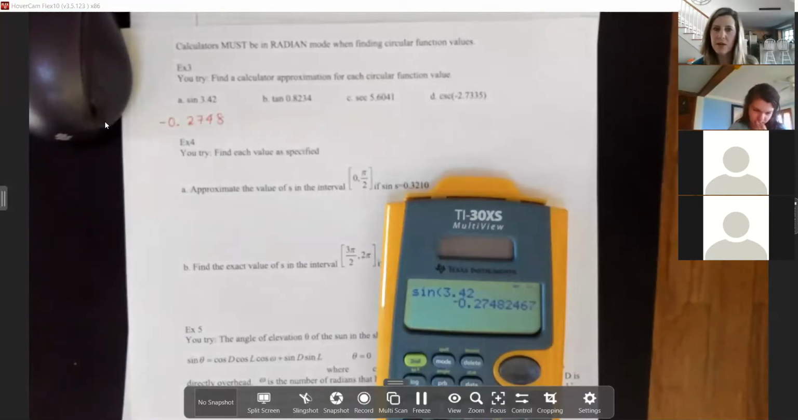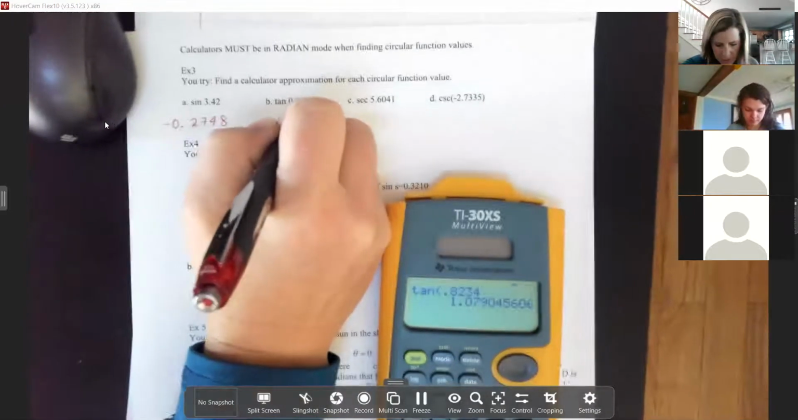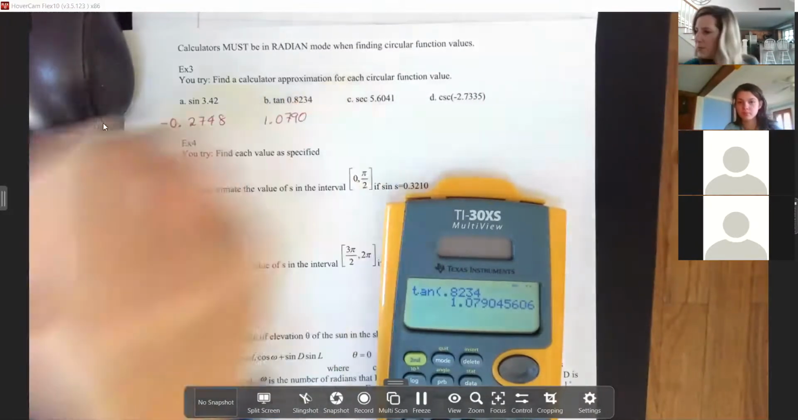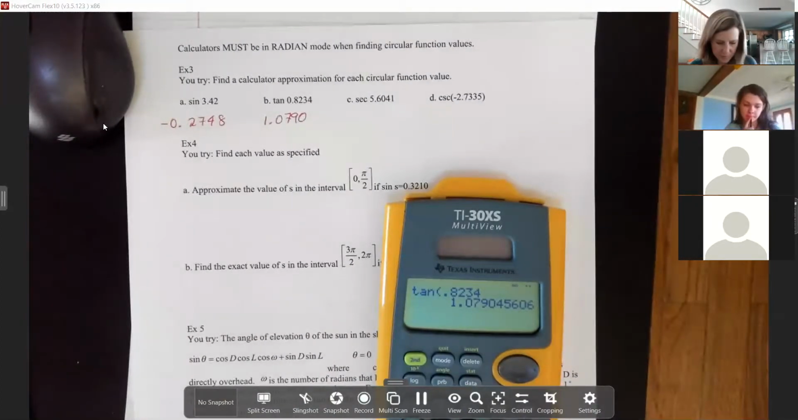All right, so the next one shouldn't be too bad either. The tangent of 0.8234. All right, so we get 1.0790 when you round. Is everyone good?